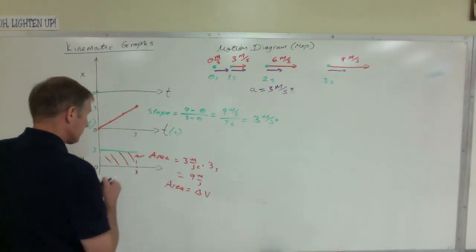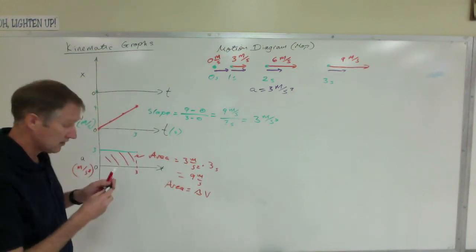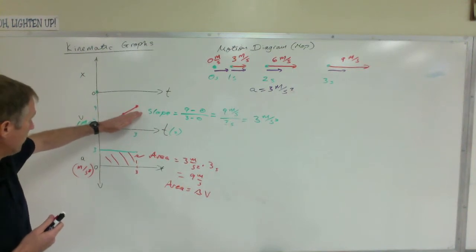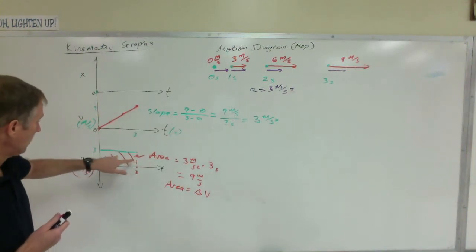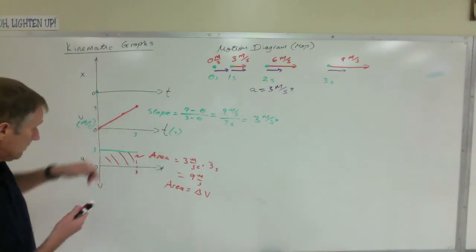Okay? That's that time right there. The area of this represents the change in velocity. So a couple points here. Slope of velocity time graph is acceleration. The area of an acceleration time graph is the change in velocity.